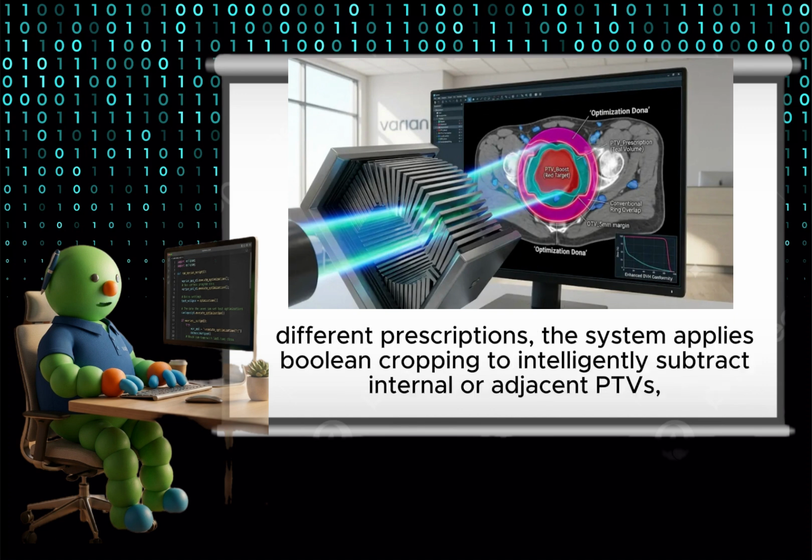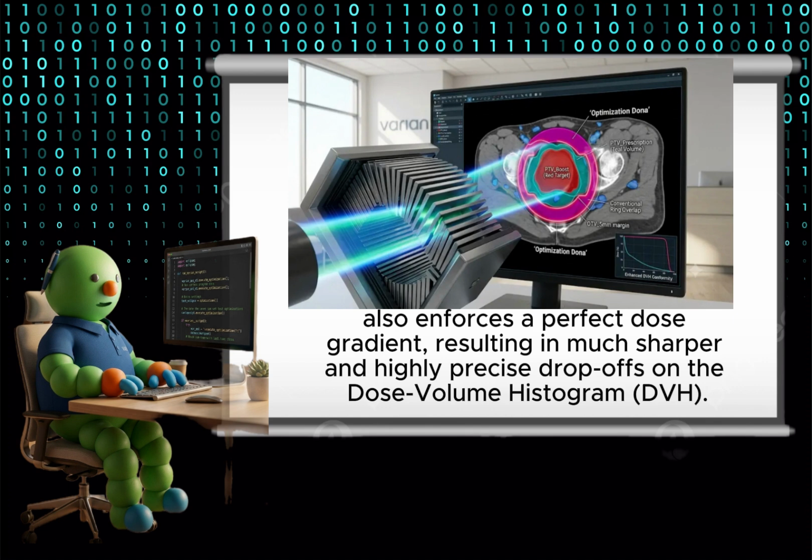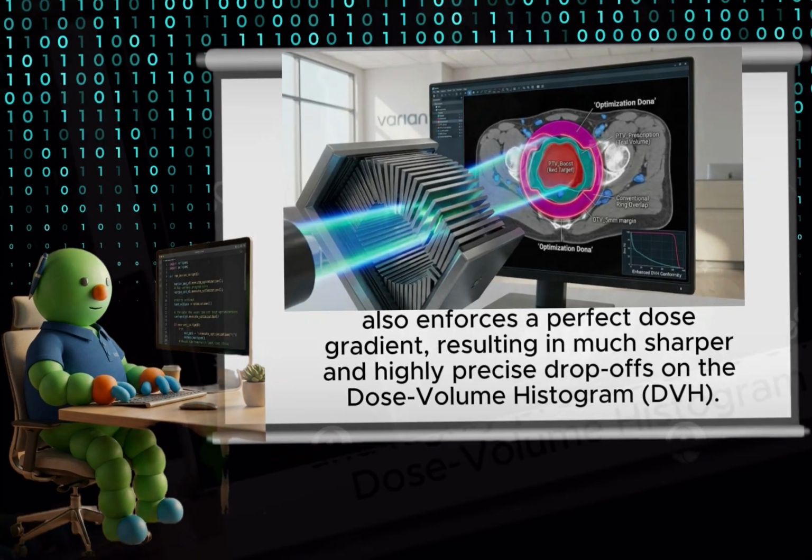The system applies Boolean cropping to intelligently subtract internal or adjacent PTVs according to the achievable physical dose fall-off. This not only prevents overlapping but also enforces a perfect dose gradient, resulting in much sharper and highly precise drop-offs on the dose-volume histogram (DVH).